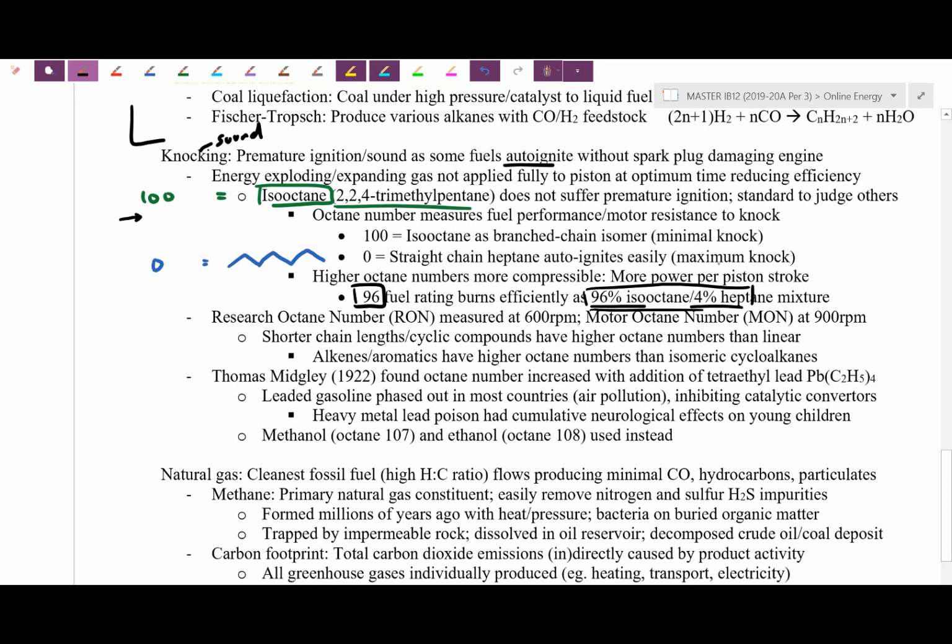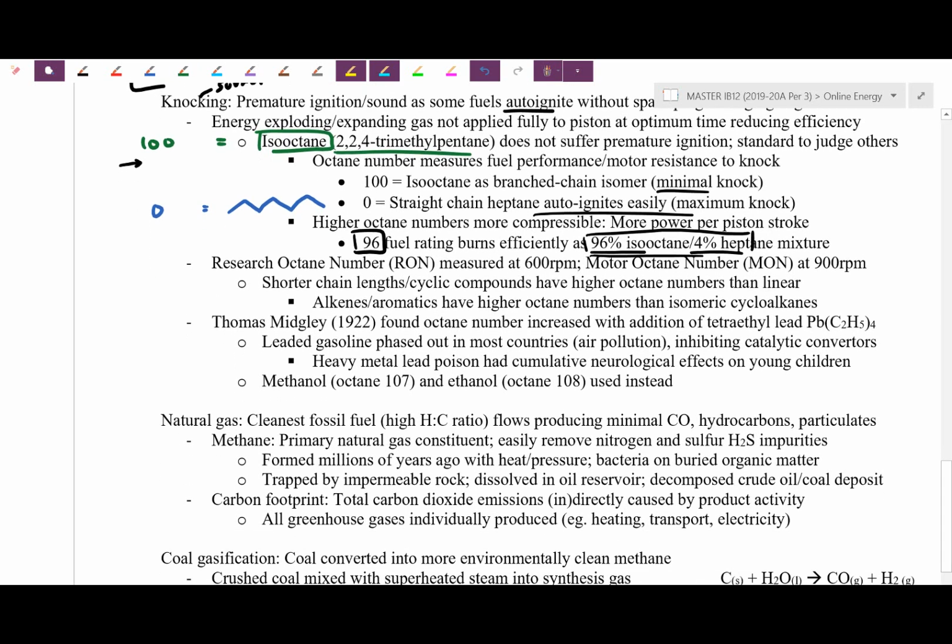Heptane auto-ignites easily. There's a maximum knock, whereas isooctane has a very minimum knock, which is why we set the 0 and 100. There's a lot of research that goes into this octane number. You can study it based on your engine, the revolutions per minute. They have what's called a research octane number versus a motor octane number. They run the engine at different speeds. It's possible that you have a fuel that has different octane ratings depending on the conditions that you're testing it under.